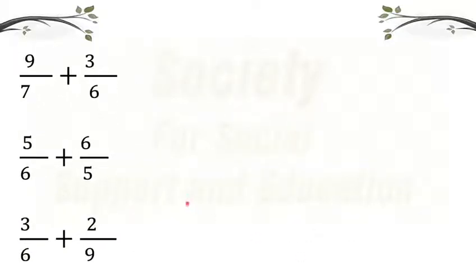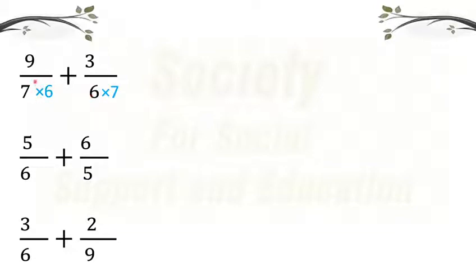Now another one, 9 over 7 plus 3 over 6. Is there any number I multiply by 7 that gives me 6? No. And there's also no number I multiply by 6 that gives me 7. So here I have to multiply the denominators by each other. Multiply 7 by 6 and 6 by 7.